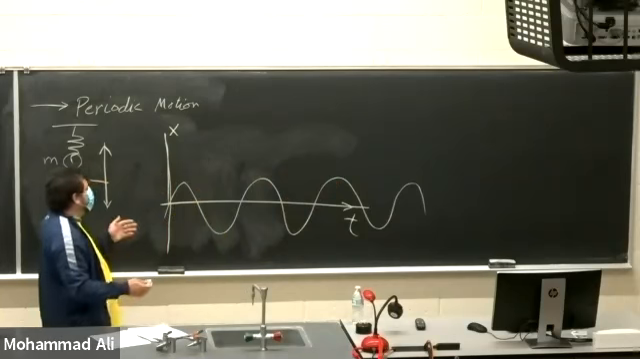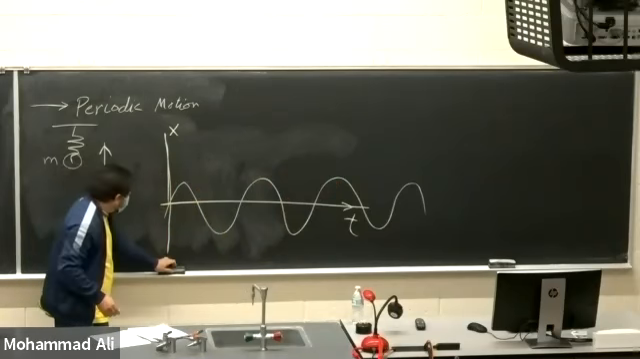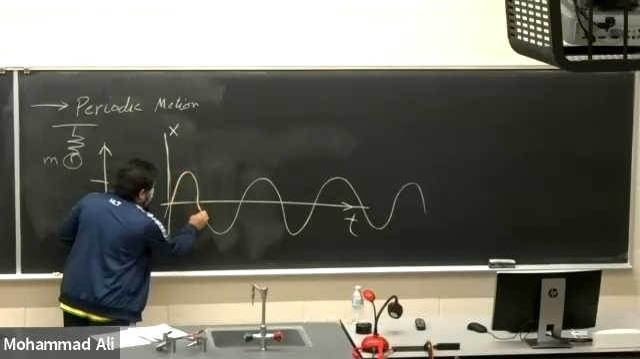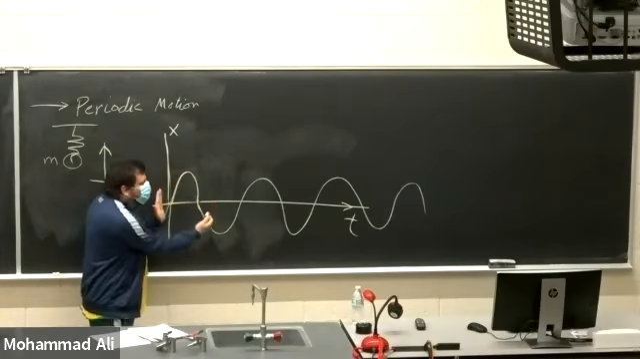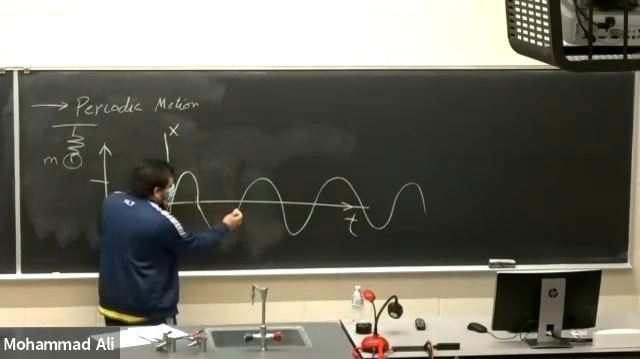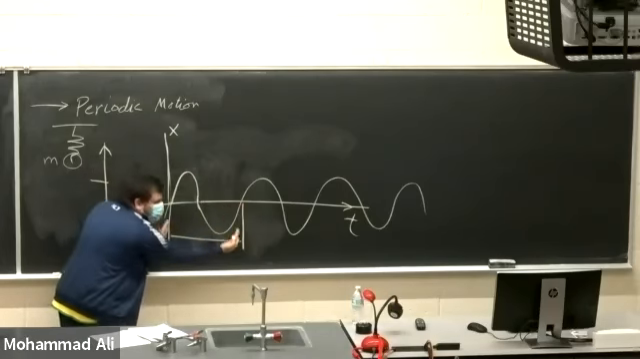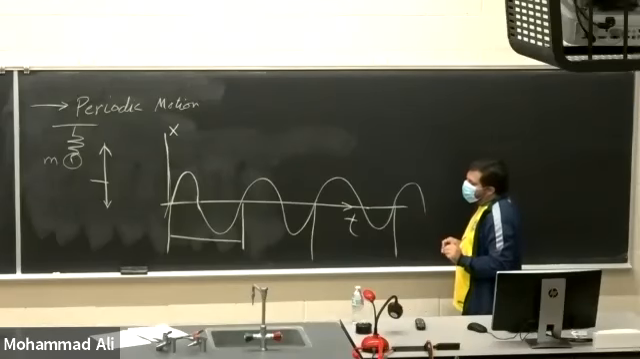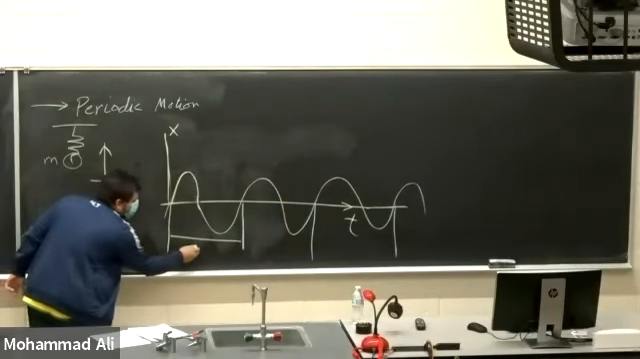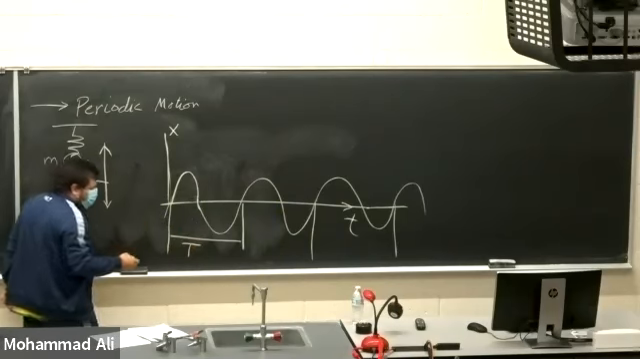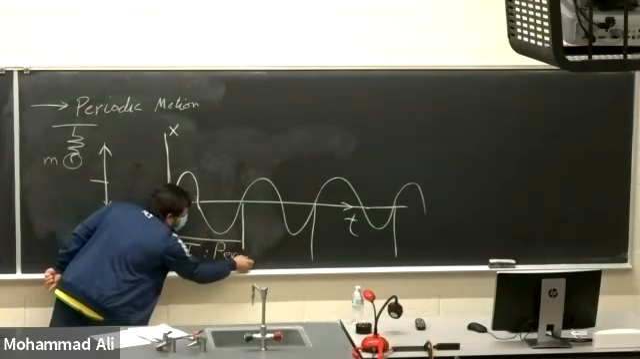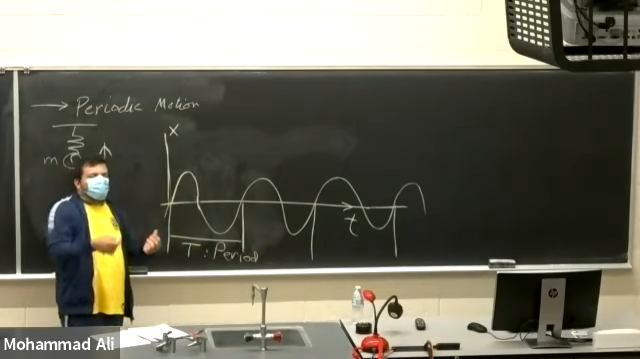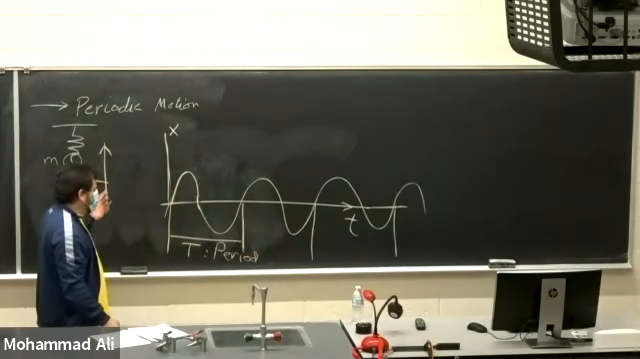This simple harmonic motion has many properties. For example, the simple harmonic motion repeats itself after a certain time. This is the certain time. It repeats itself again and again. So this time we call it capital T, which is the period, the time period. For example, the period of rotation of Earth around itself is approximately 24 hours.